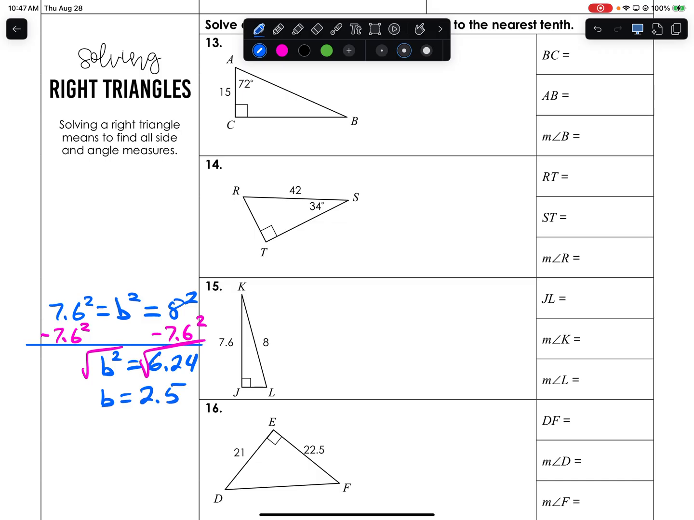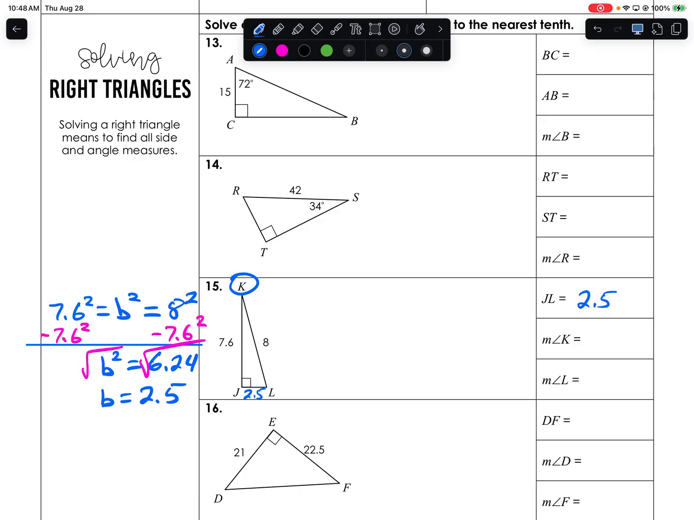So when they label these triangles, this is little k over here, but it's also JL. So JL is 2.5. If it helps you to write that on the little triangle, write it on the triangle. So then when I solve for K and L, I can use any of the trig ratios, whatever I want, right? So let's say we're solving for K, so we're doing the one up top. I could do opposite over hypotenuse. I could do opposite over adjacent. I could go adjacent over hypotenuse. Totally doesn't matter.